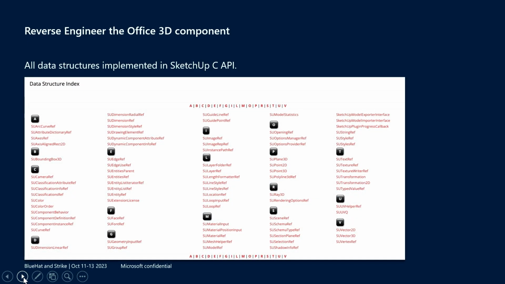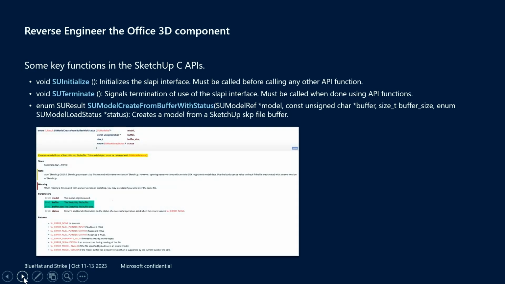So these are all data structures you will find in the SketchUp APIs. And next, I'd like to talk about some key functions in the SketchUp APIs. The first one is SU initialize. This function must be called before calling any other APIs. And the second one is SU terminate, which must be called when done using API functions.